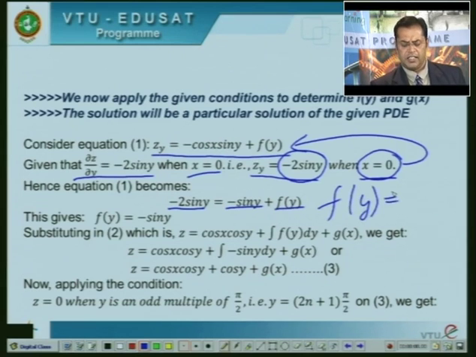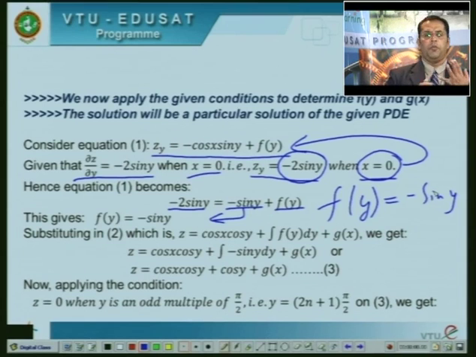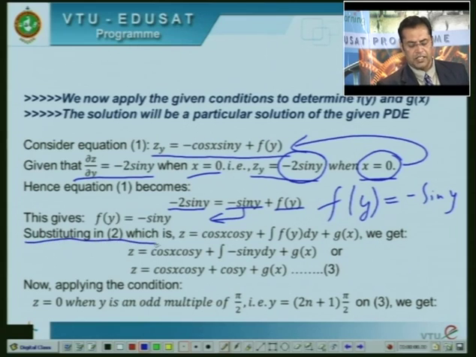What is f of y? Shift this sin y to LHS. You get minus 2 sin y, and that, if it goes to LHS, becomes plus sin y. So, it is minus 2 sin y plus sin y, which is minus sin y. Now, you have obtained one of the functions, f of y. How to obtain the second function? Use the second condition given.